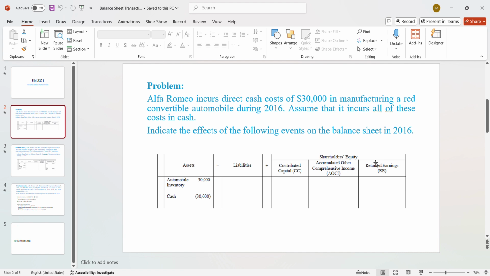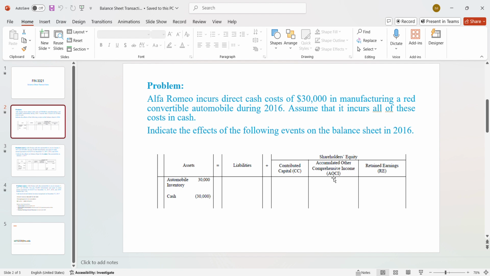So we all know that the balance sheet has three major components, and we know the equation: assets equals liabilities plus owner's equity. Further, we divide shareholders' equity into other parts like contributed capital, which commonly includes common stock, accumulated other comprehensive income, and retained earnings, which basically includes the income and expenses. So we have to figure out how this event impacts each item of this balance sheet.